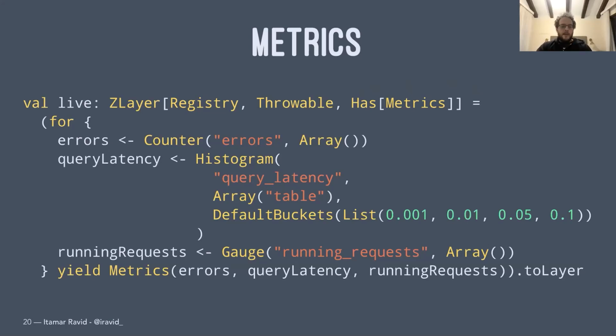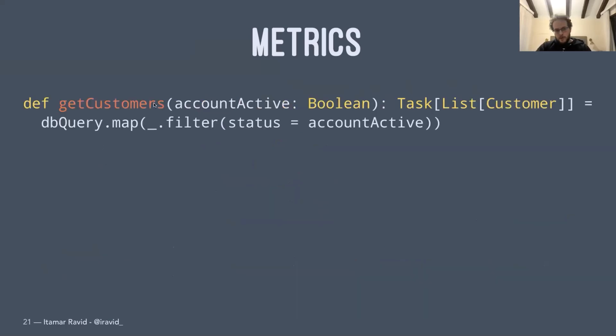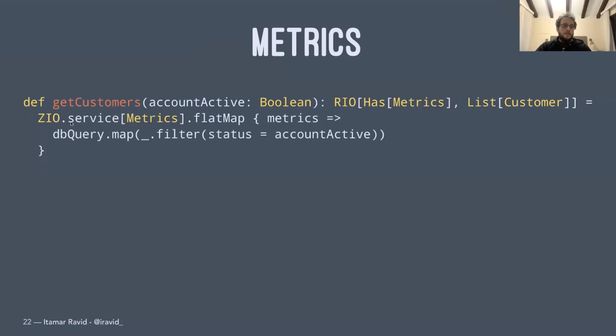So let's see, how do we instrument a function that we have in our application using this metrics instance? Well, we start off with this get customers function, which runs a DB query, and then filters the list for accounts with the requested status. And you see that it's a task, so it might fail with a throwable, or return a list of customers. So first off, we need to request access to the metrics instance. So we do that using ZIO.service, which will yield the metrics instance, and will add this service wrapped in Has to the environment. Now, that means our return type has changed.